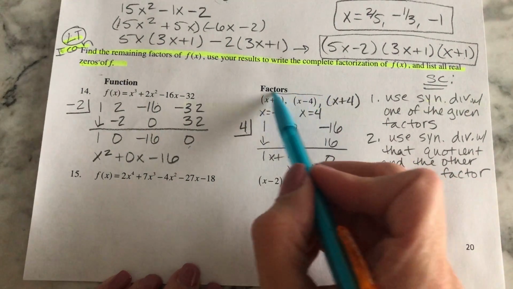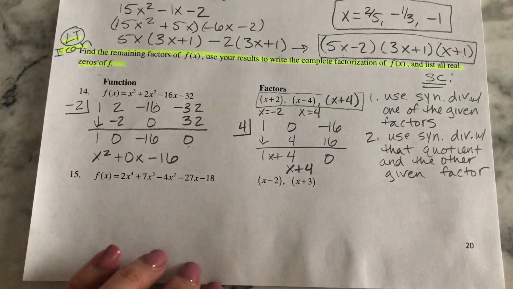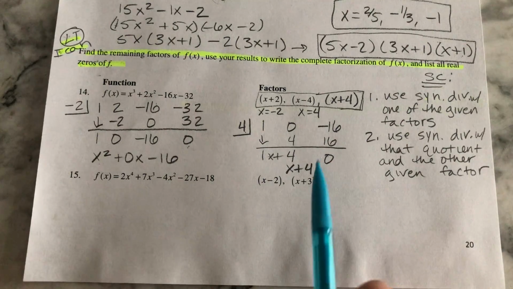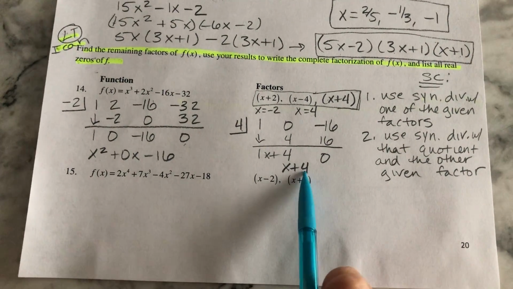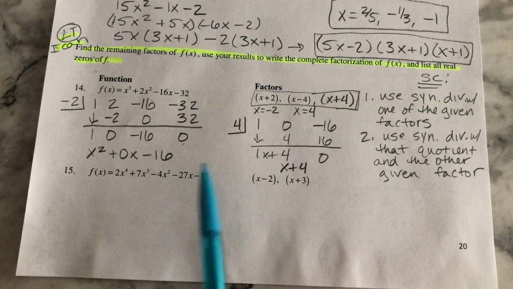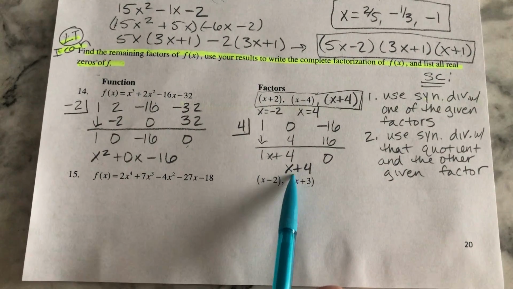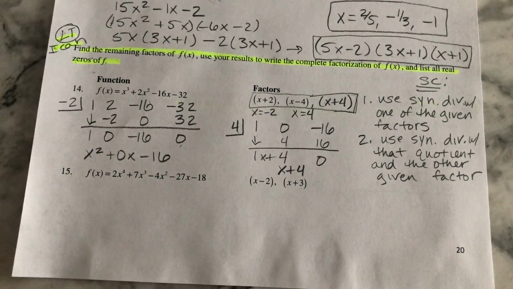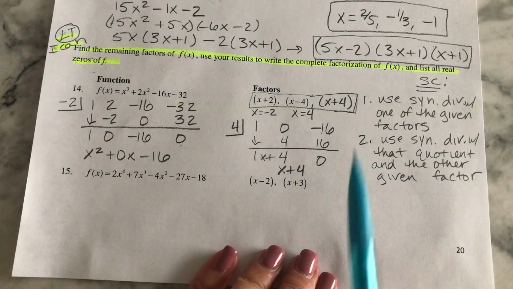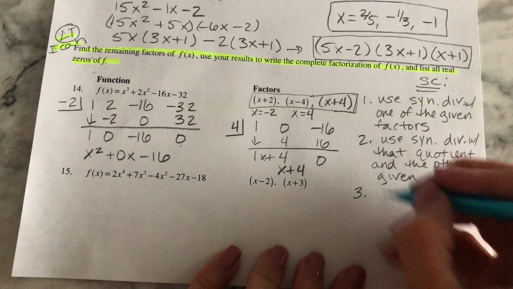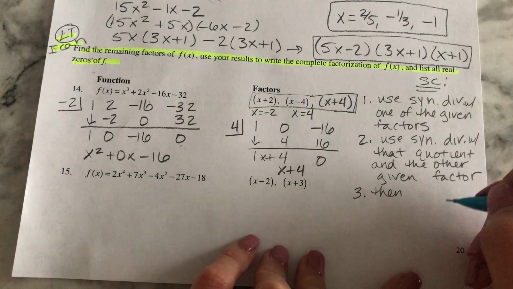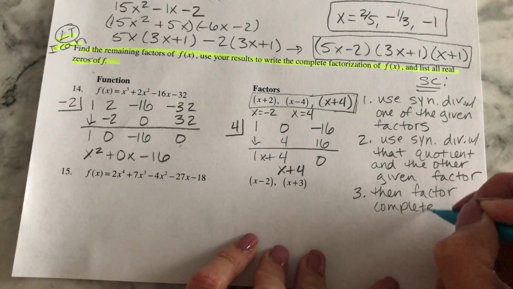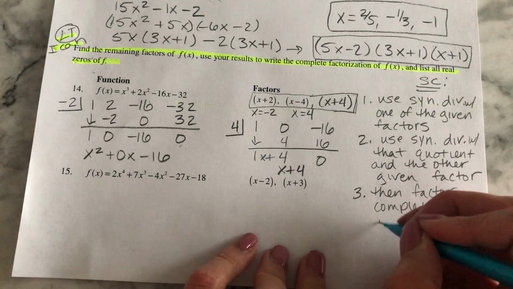So what are my factors? So right here, now, if this could be factored more, we would have to factor this more. And you're going to see that coming up in this problem. But since x plus 4 is in its simplest form, it can't be factored, then that just becomes the factor. But step 3, if you could factor this, you would go ahead and factor it. So we'll just add that in here. Then factor completely if needed, but we didn't need to.